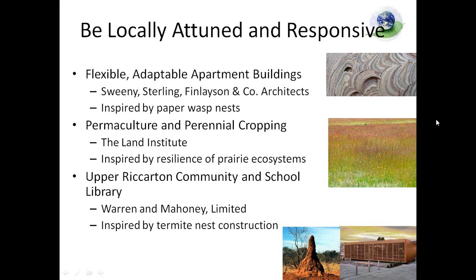The second example is permaculture and perennial cropping. And this is something that Marie talked about in one of our previous, I think in the 4th webinar, about Wes Jackson's Land Institute in Kansas. And he's really been inspired by the resilience of prairie ecosystems. And he's written a book called Consulting the Genius of Place, where he talks a lot about the whole concept of perennial grain cropping and how if we mimic how a prairie ecosystem is put together, it would completely change the face of agriculture as we know it.